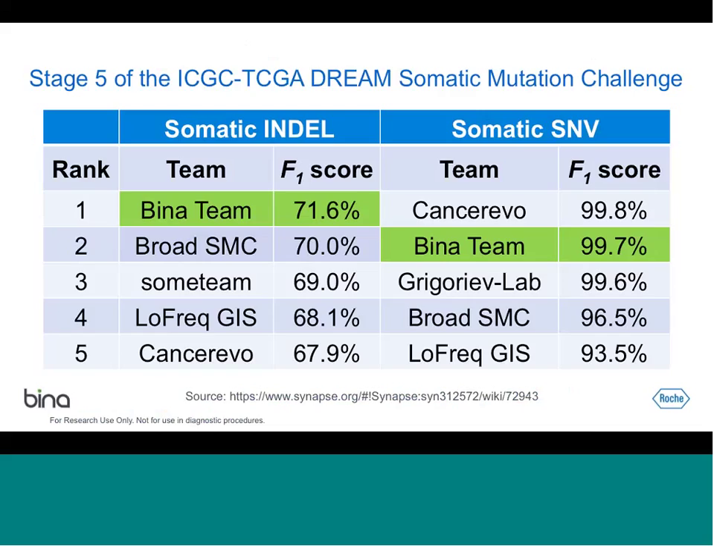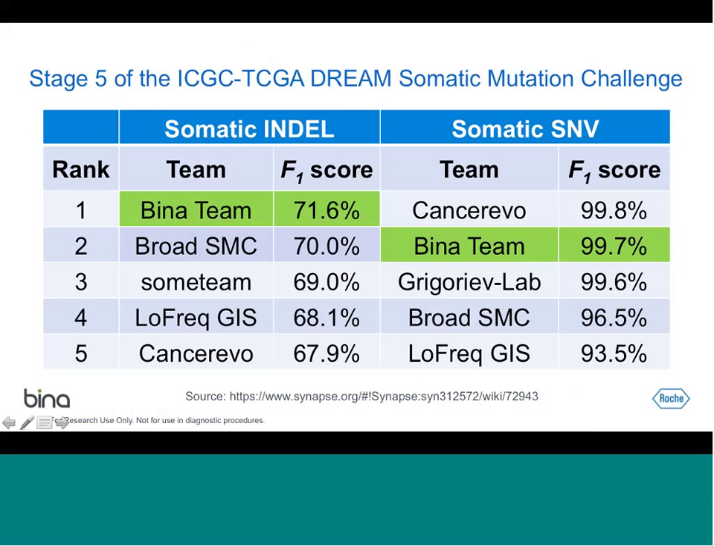The results for stage 5 of that challenge were released recently, and among a number of well-known groups, Bina scored first with regard to somatic indel detection. The score you see here is an F1 score. It's a harmonic mean of the precision and sensitivity, so it's a good balanced measure of accuracy. And we came in second with respect to SNV.